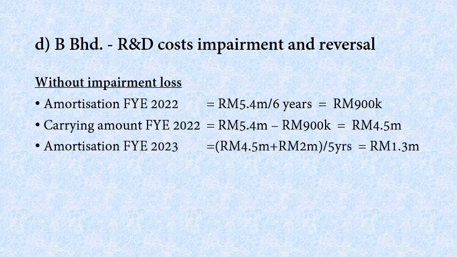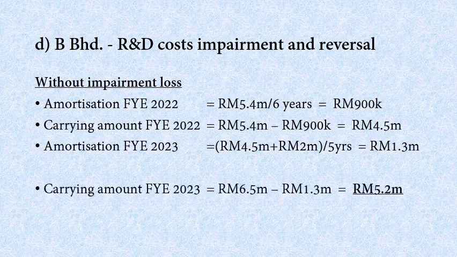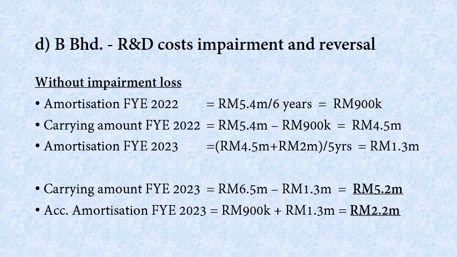For the year 2023, we have additional development cost of 2 million, so we add that to the carrying amount and divide the sum by the 5 remaining years, and that gives us 1.3 million worth of amortization. Therefore, at the end of 2023, we will have a carrying amount of 5.2 million and accumulated amortization of 2.2 million. So these two figures are the new figures that we want in our account.